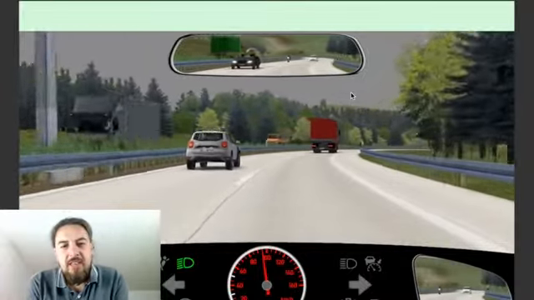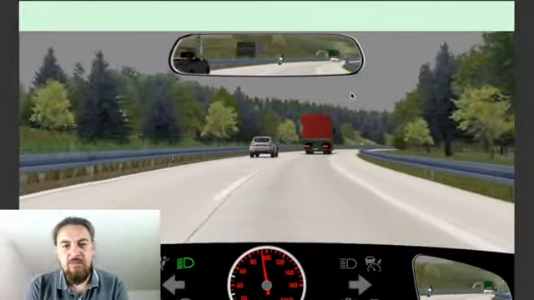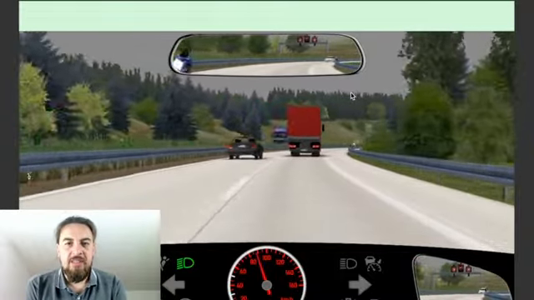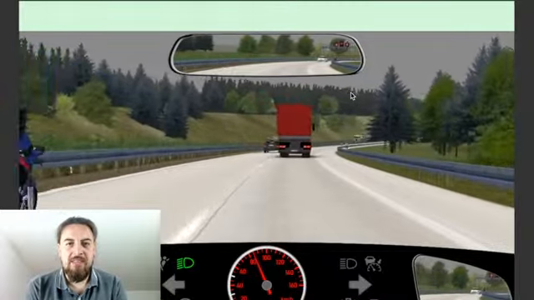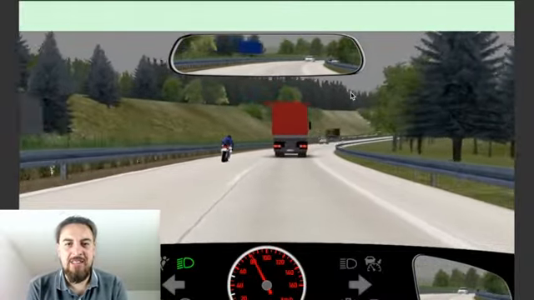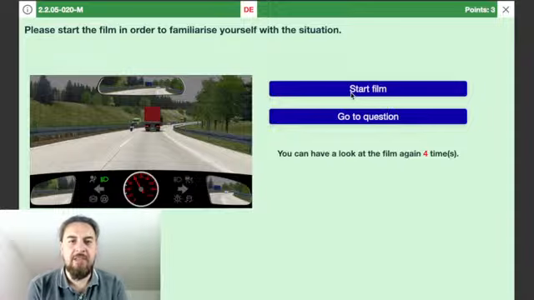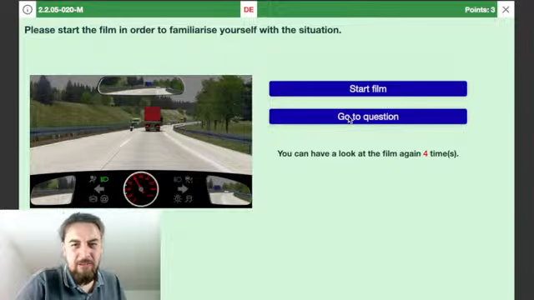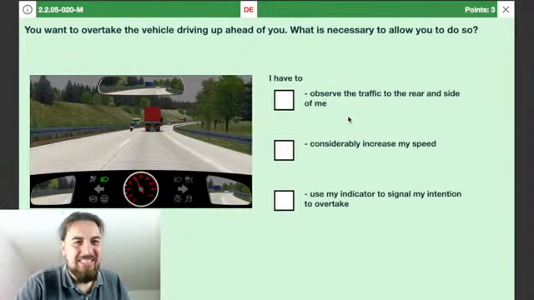All right, we are on the highway, driving around 90, getting slower, some obstacles, a truck in front of us. Right now, the motorcycle passed us, so we are able to overtake the truck. Not that spectacular, that video. It's always a bit tricky if nothing happens. But in that case, really nothing happened. You want to overtake the vehicle driving ahead of you. What is necessary to allow you to do so?